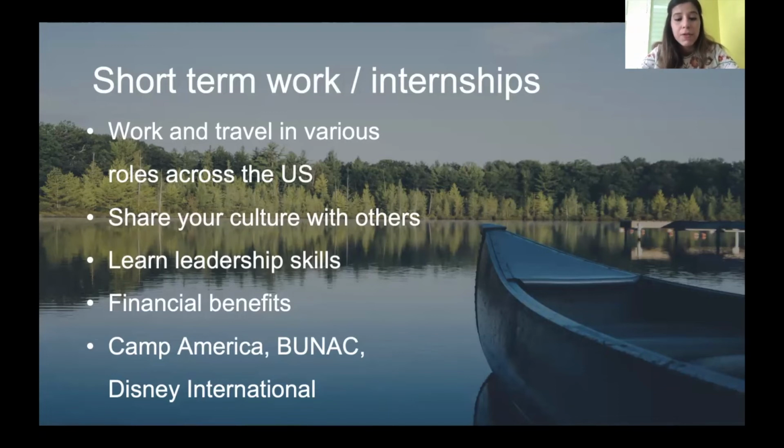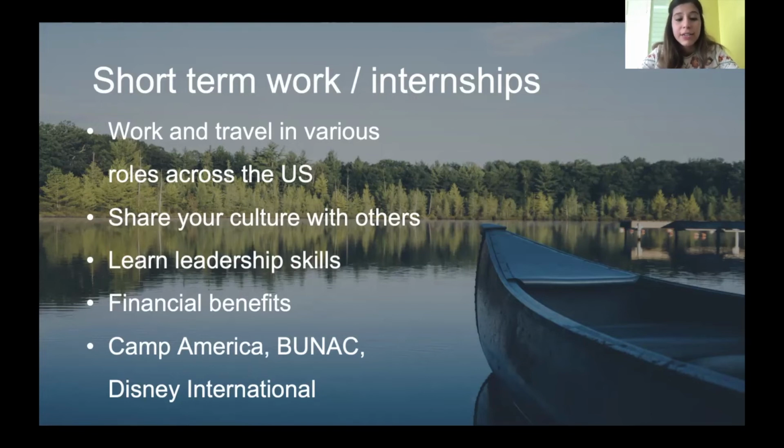Some examples of short-term work you can apply for are summer camps. One of the most popular programs is Camp America. Participants here get to work as camp counselors for younger kids in a summer camp location, and these are based all around the US. It's a great way to build those leadership skills, team skills, and learn more about US summer camp culture, which is actually pretty big in the US, alongside other camp counselors.